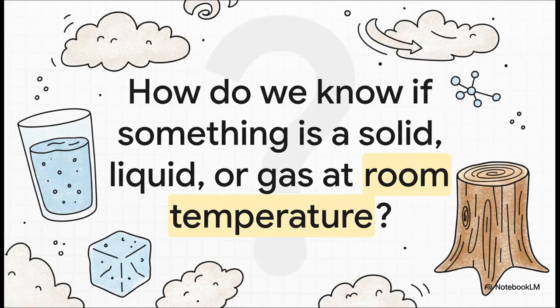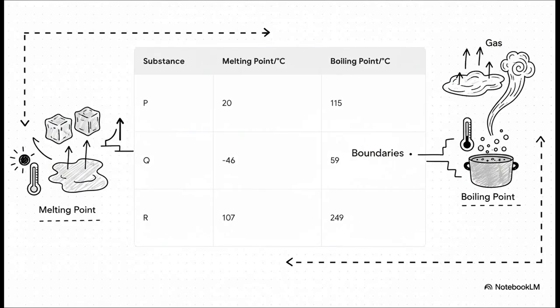So that brings up a really practical question, right? I mean, you just know that water is a liquid at room temperature, and a chunk of wood is a solid, but why? How could you figure out the state of some substance you've never even heard of? Well, the answer is all about two magic numbers, the melting point and the boiling point. The melting point is the temperature where a solid flips into a liquid. The boiling point is where that liquid turns into a gas. You can almost think of them like boundary lines that tell you exactly what state something's going to be in.